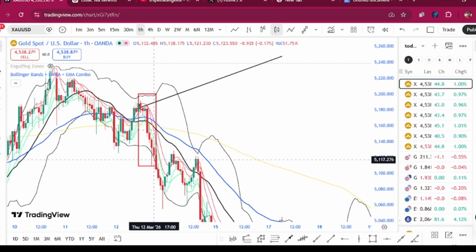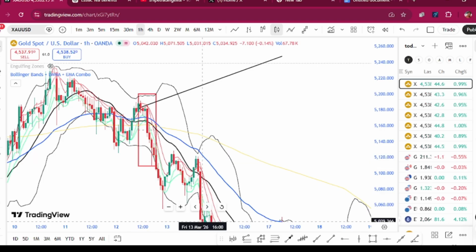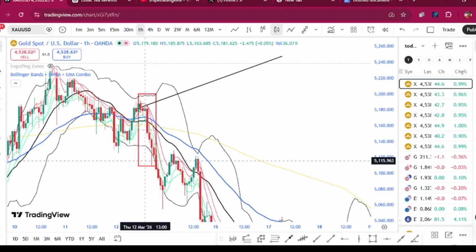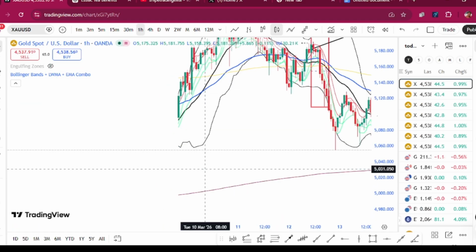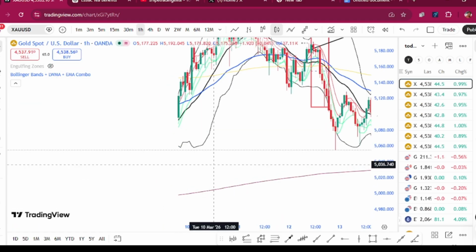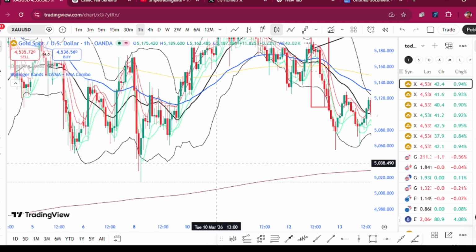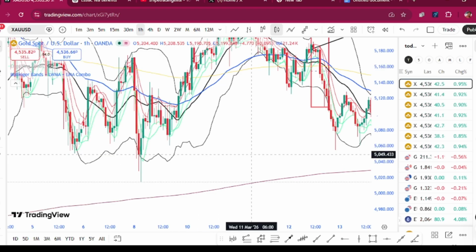Here it broke and closed below the low BB. So this is also a confirmation that price is going to continue going down. That's an example of a sell. Let's see if you can see an example of a buy as well, but I doubt because of the way this is.